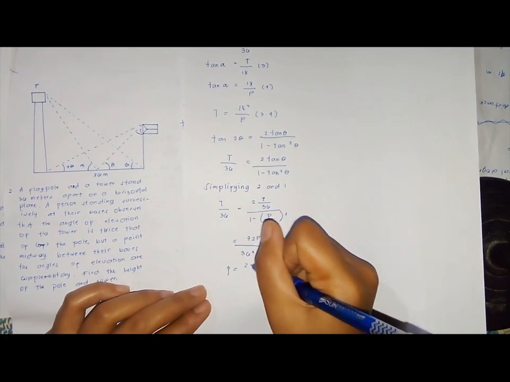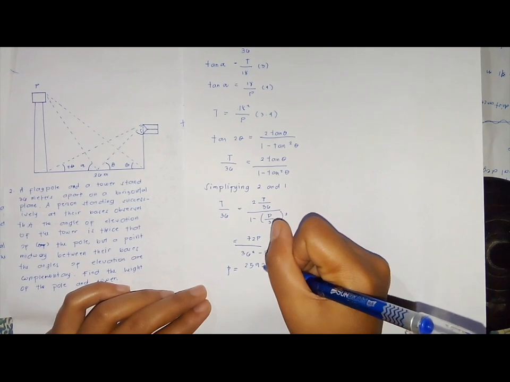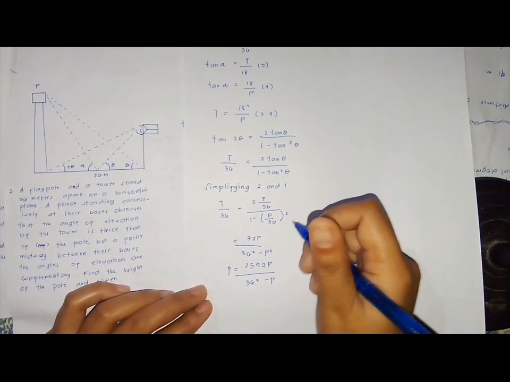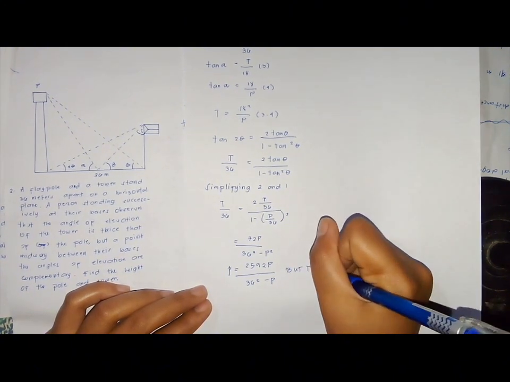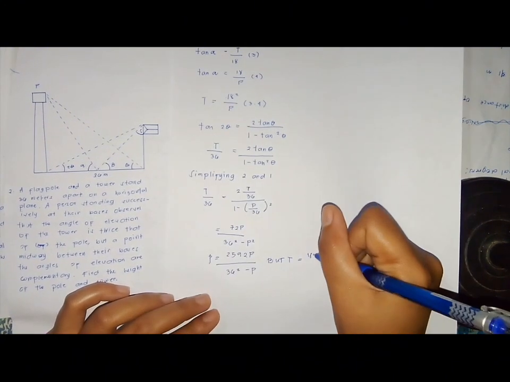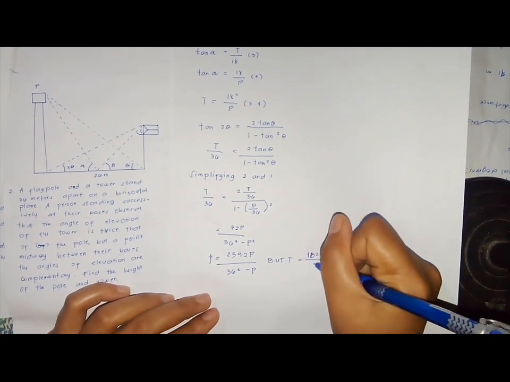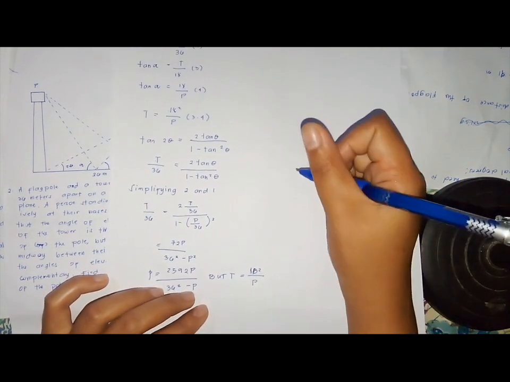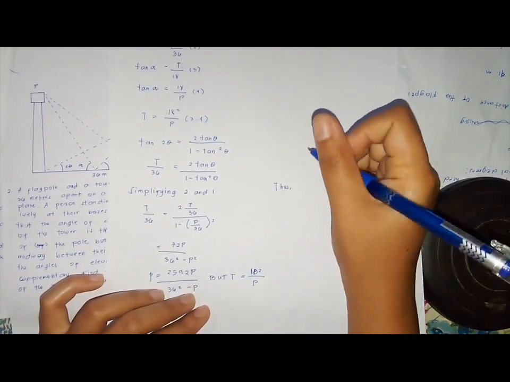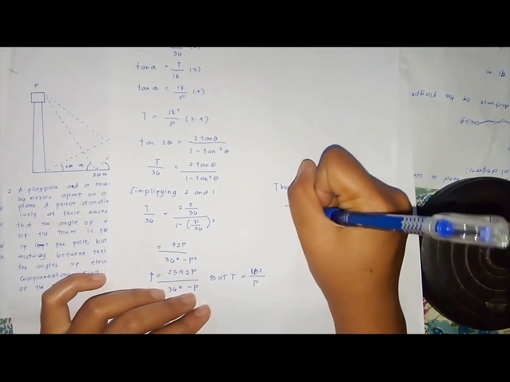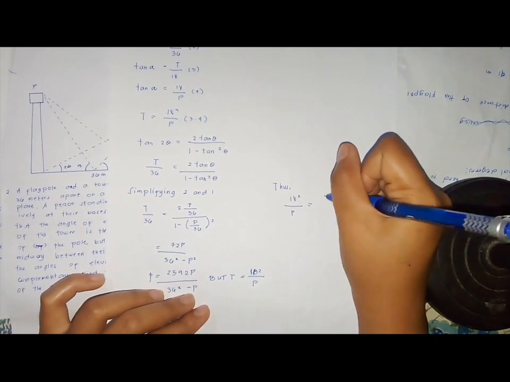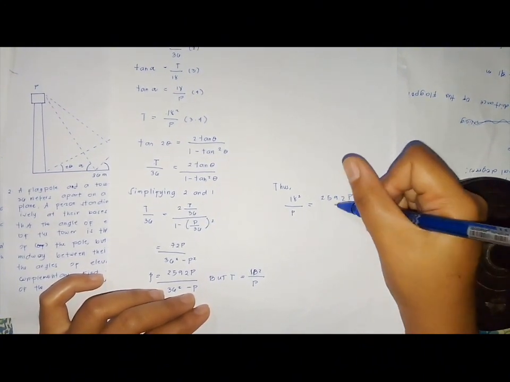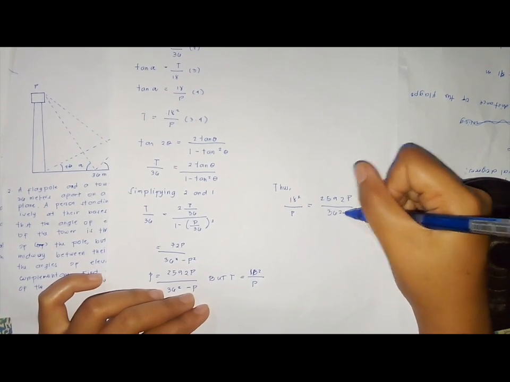P is equals to 259 2P over 36 squared minus P. But T is equals to 18 squared over P. Thus, 18 squared over P is equals to 259 over 36 squared minus P.